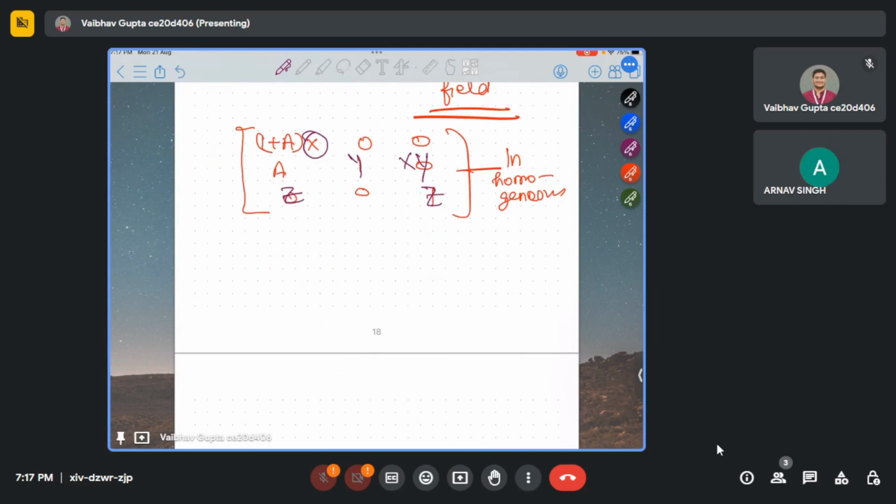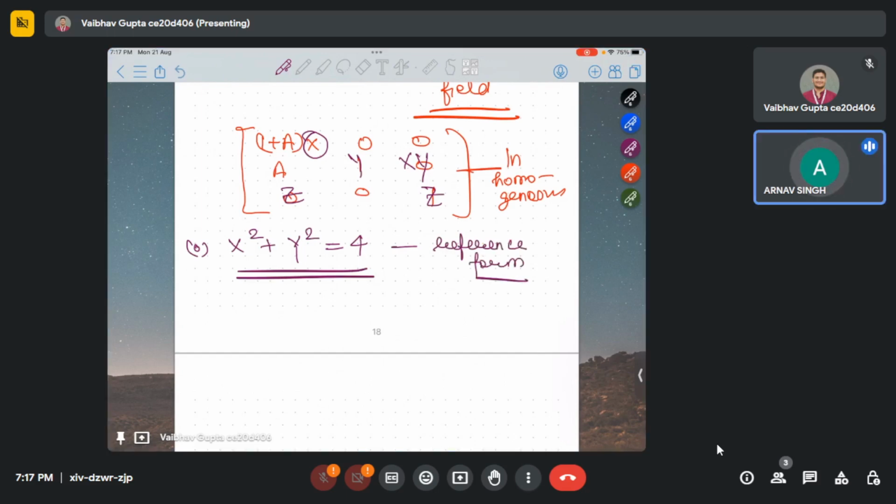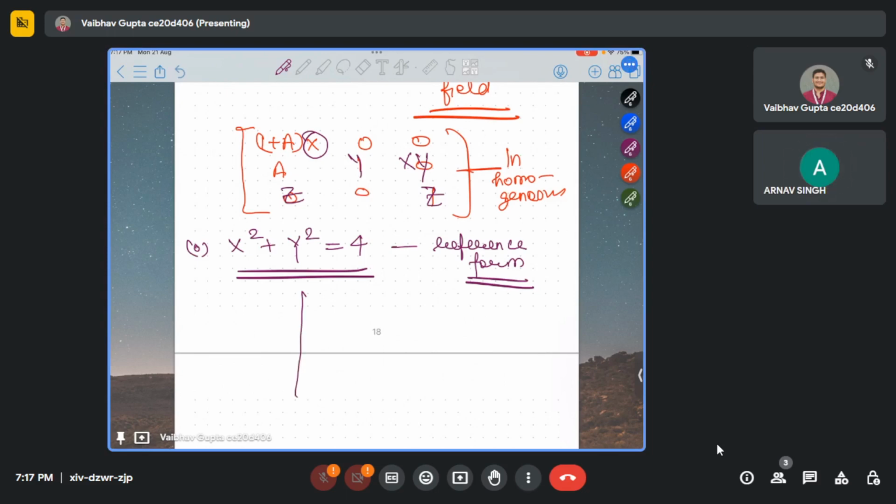Last question. Suppose someone has given you this equation. This equation is in reference form. This is the equation of a circle, X square plus Y square. mx plus c is a straight line equation, no. Okay, sir. This is the equation of a circle of center 0 and radius 2. If I draw this, this circle will be like this. This radius will be 2. Okay, and center is 0, 0.